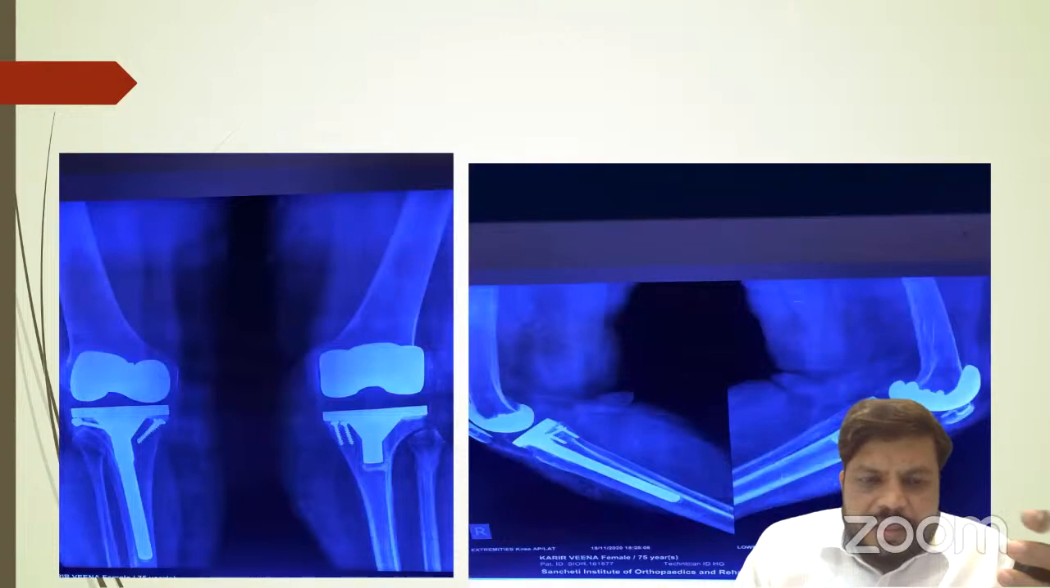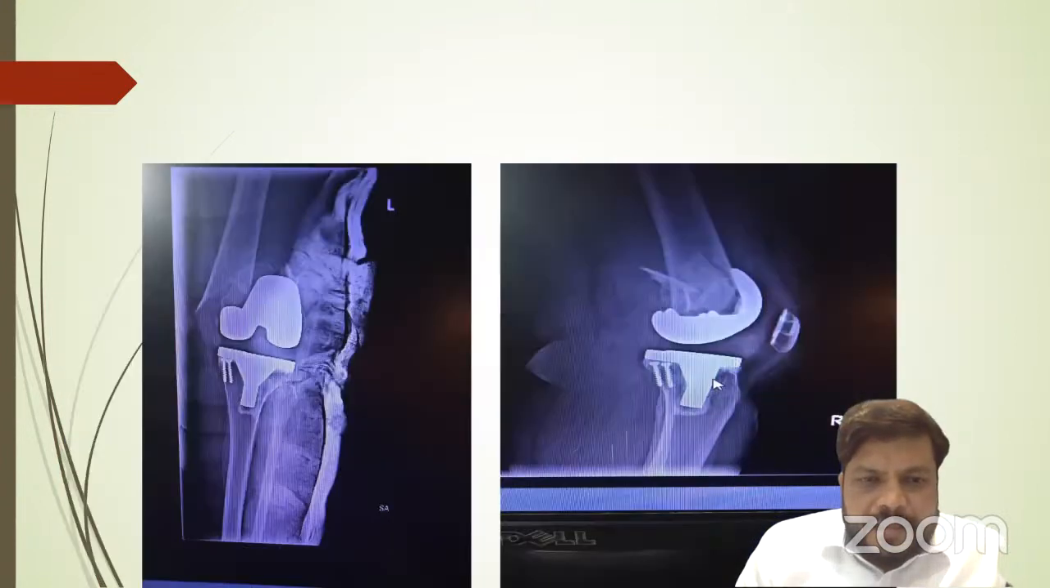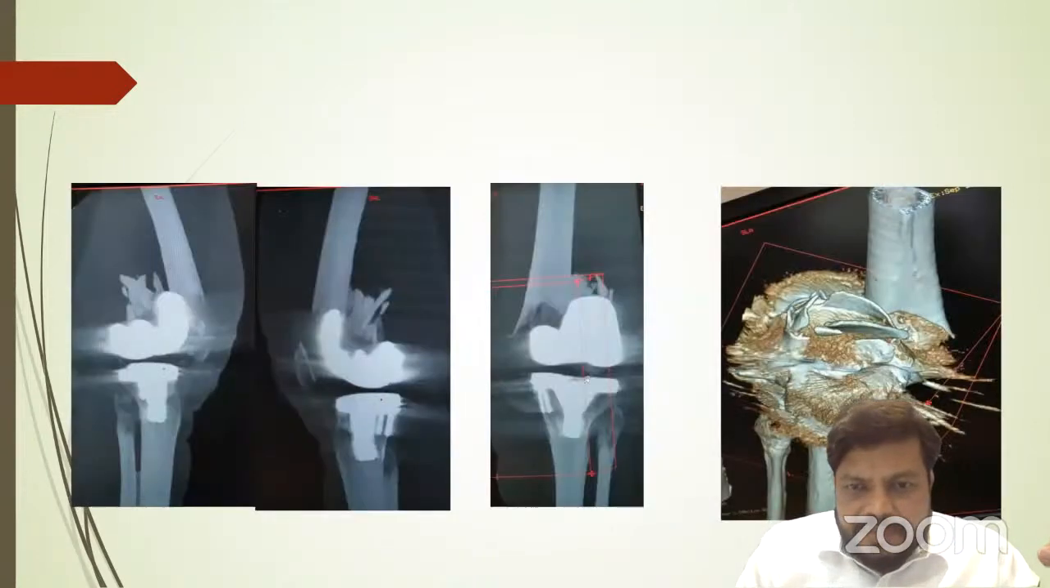These are her pre-injury x-rays, the status of the knee joint after TKR, and it looks pretty okay, with a slight valgus on the left side. And that was the fracture. The fracture was quite distal, type 3, kind of. And this is a CT scan, and in the CT scan it was quite comminuted.